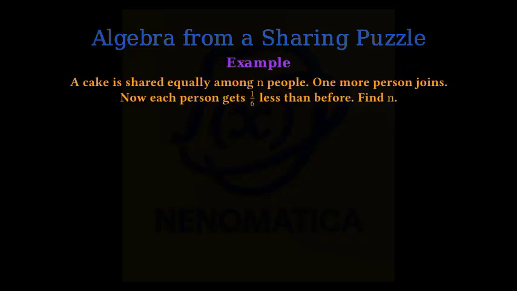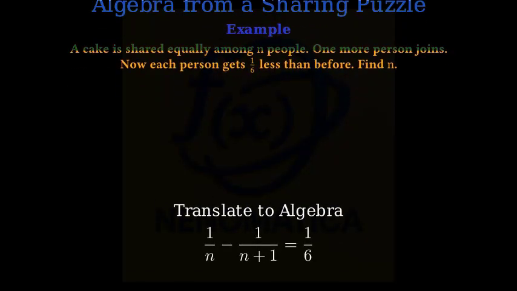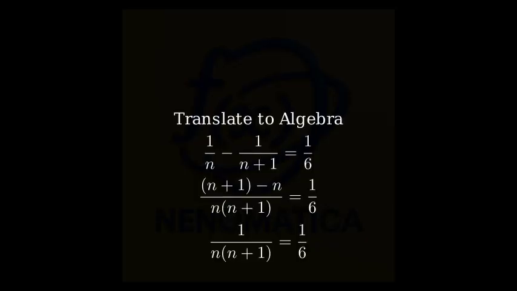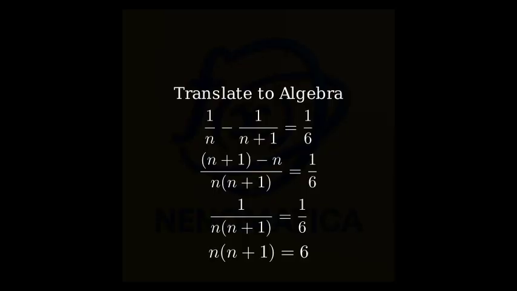The problem says the new share is smaller by exactly 1/6 of the cake compared to the original share. Original share minus new share equals 1/6 of a cake. That gives us 1 over n minus 1 over (n plus 1) equals 1 over 6. Find a common denominator. The numerator becomes (n plus 1) minus n, which is 1. So 1 over n times (n plus 1) equals 1 over 6. Cross multiply to get n times (n plus 1) equals 6.